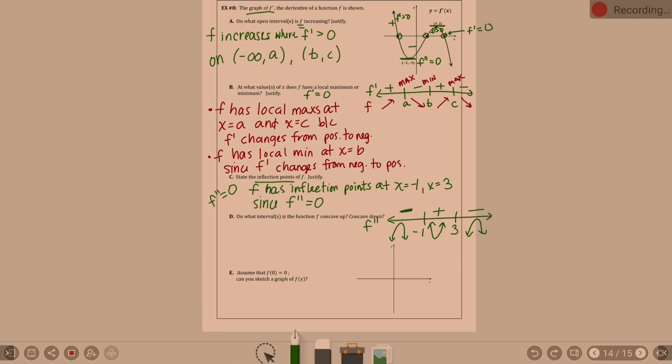Man, can you sketch the graph of f of x? That would have been a good one. Okay, so tackle homework. See what you can do with it.